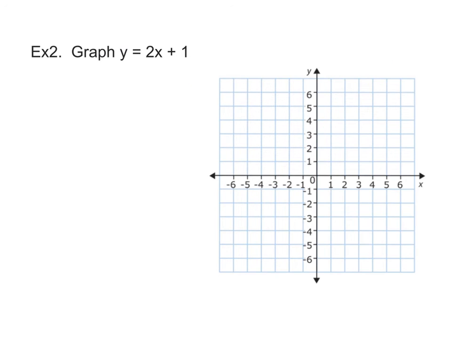Let's try another one. I want to go ahead and make the chart. And we start substituting in some numbers. Again, choose things that are easy to do, like 0, for instance. 2 times 0 plus 1 is 1. I'll use the point 1. 2 times 1 plus 1.